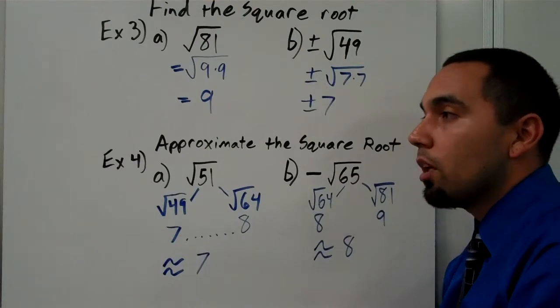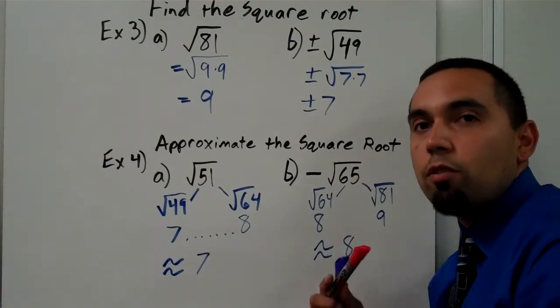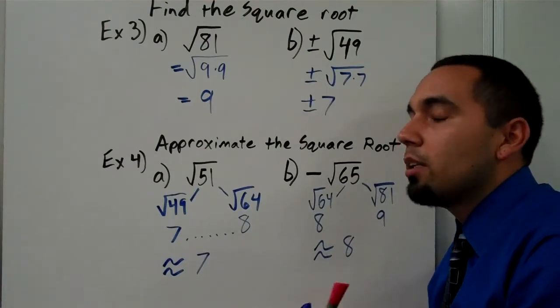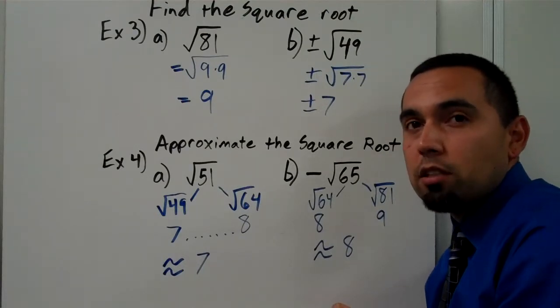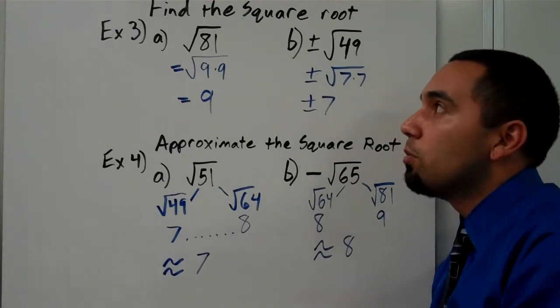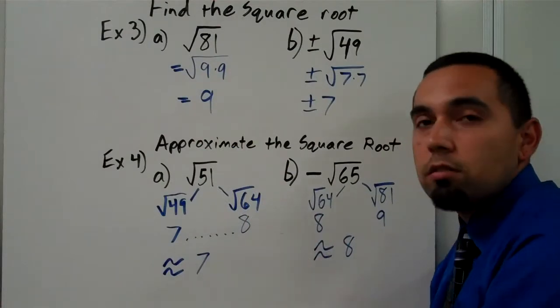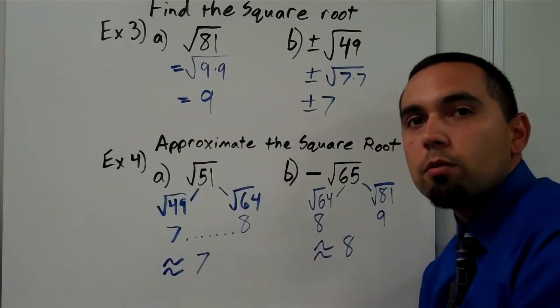Okay? And that's all we're going to be doing here for approximating square roots as well as finding square roots. But again, I didn't write definitions down for radicand, but I did point out what it is. You will be expected to know that. And you should be able to do problems just like this. Okay? So this has been finding square roots.